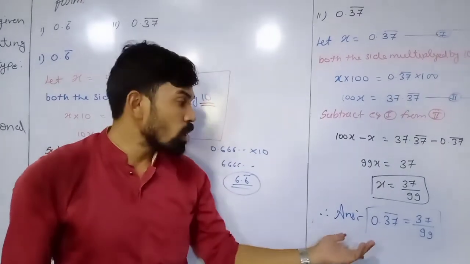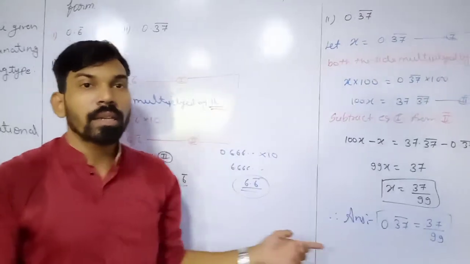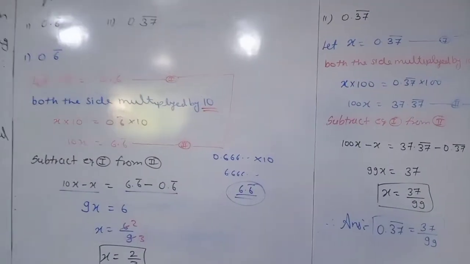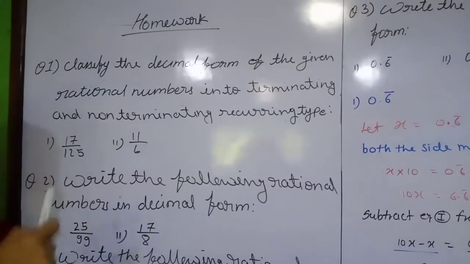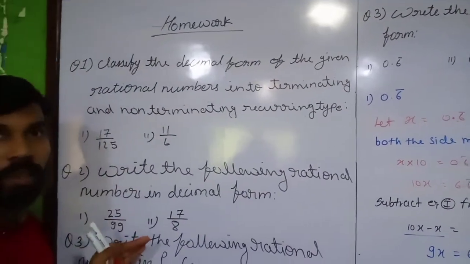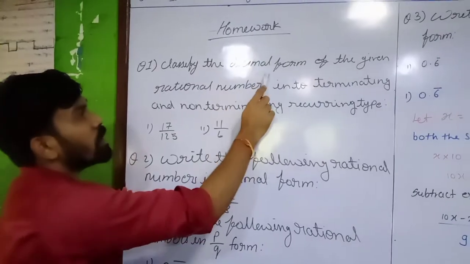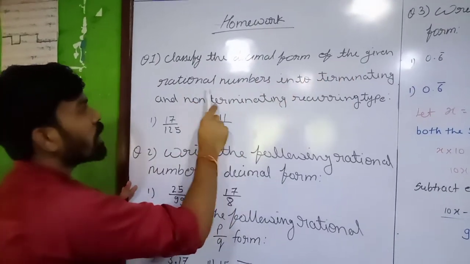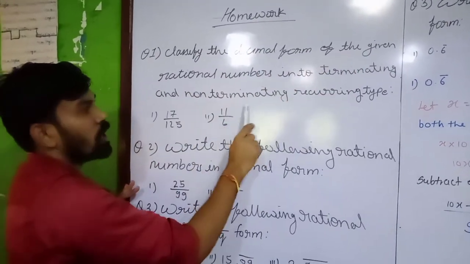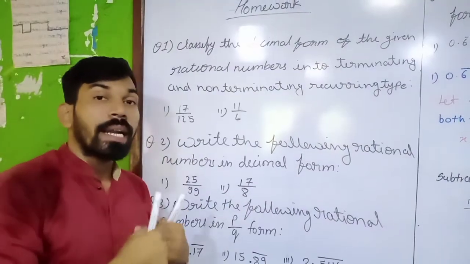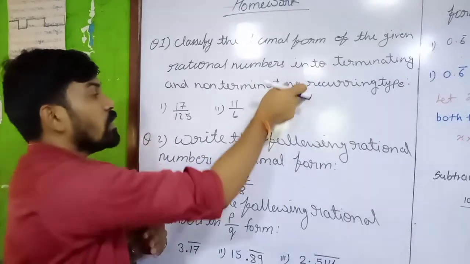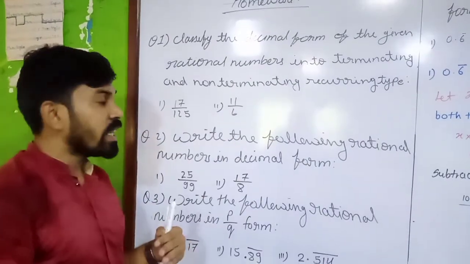This way we have to do the conversion. Now you have the homework for today. Question number 1 is what we did today; all three are mentioned in our homework. Classify the decimal form of the given rational numbers into terminating and non-terminating recurring type. You have these two. You are going to identify and classify them into terminating and non-terminating recurring.